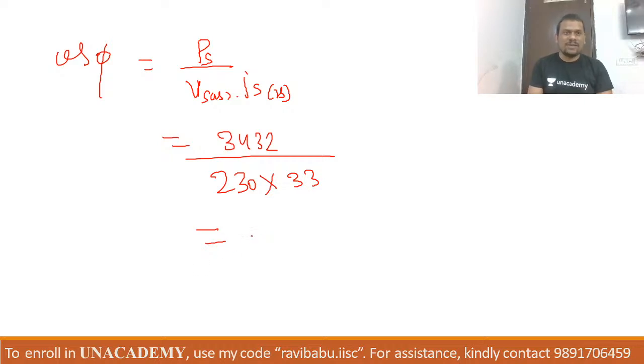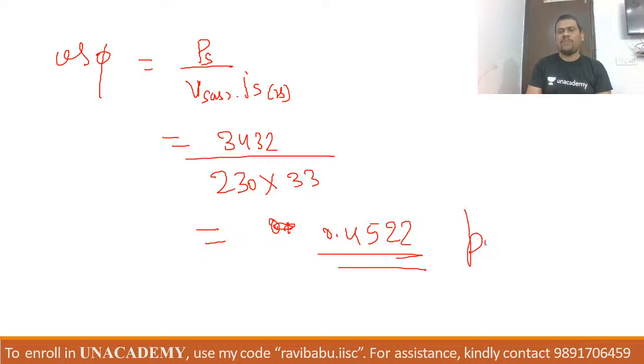So it is almost 0 means, wait a minute, beta. 230, and 3432 divided by 230 divided by 33. Wait a minute. 3432 divided by 230 divided by 33. Yeah, it is coming with 0.4522, our final power factor.